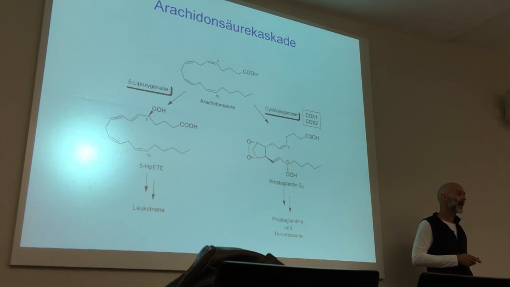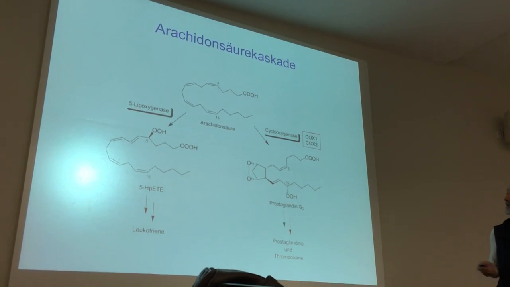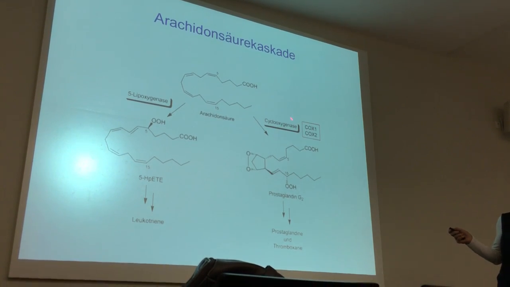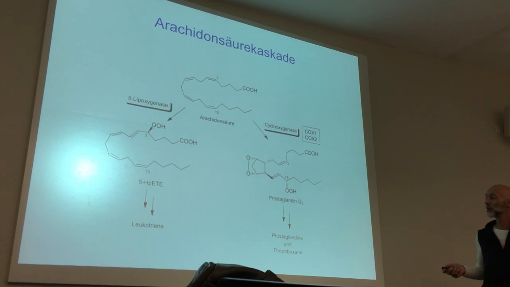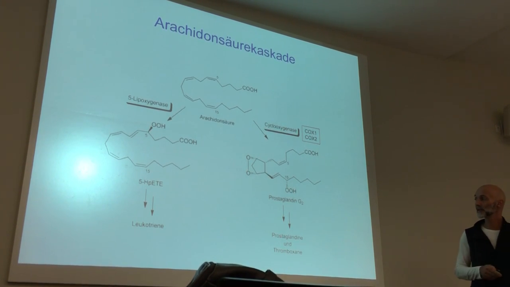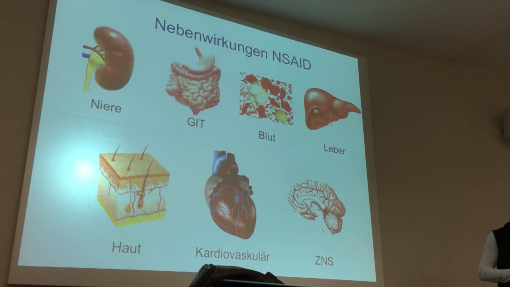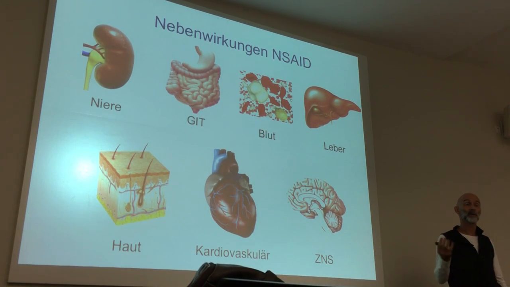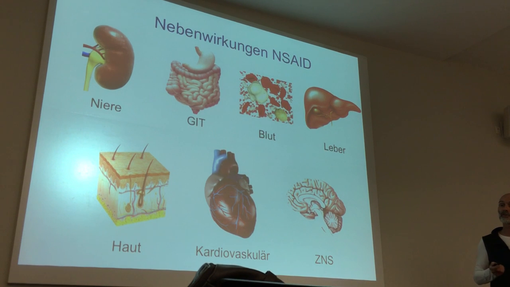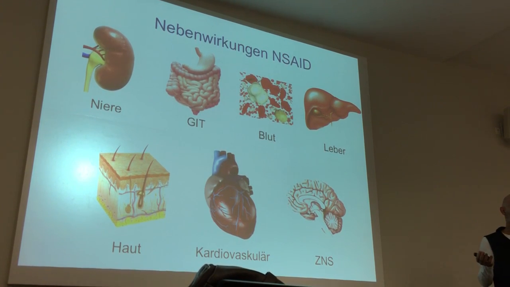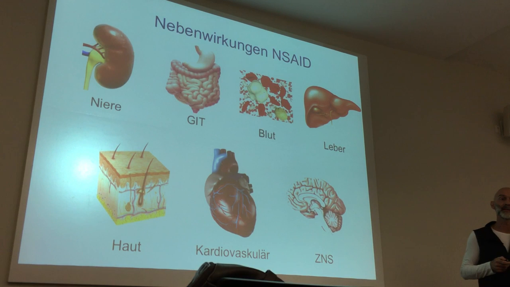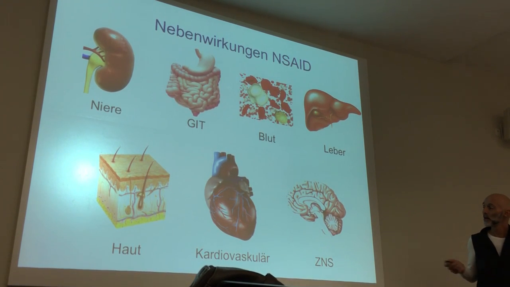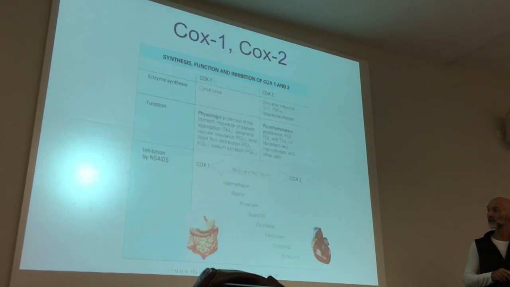And they all act via the arachidonic acid cascade up here. The cyclooxygenase is blocked by these non-steroidal anti-inflammatory drugs. And therefore, things like leukotrienes or prostaglandins aren't produced anymore. The problem is that these drugs also have a lot of side effects on the kidney, on the gastrointestinal tract, leading to gastritis, ulcerations, bleedings. They are not good for your blood system, for the liver, for the skin. They have a very problematic cardiovascular risk profile, and also the brain is affected by these drugs.